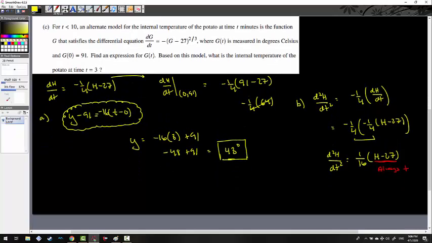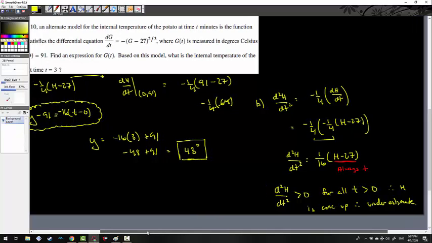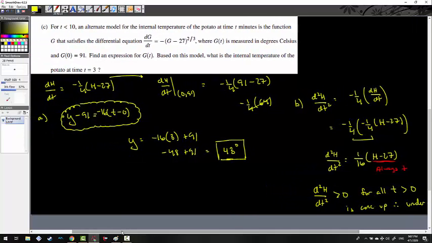So what we can say is d squared h over dt squared is greater than 0 for all t greater than 0. We can say, therefore, h is concave up, and therefore an underestimate. Okay, cool. So that's part B. Let's go ahead and clean up the board a little bit, and then we'll head to part C.